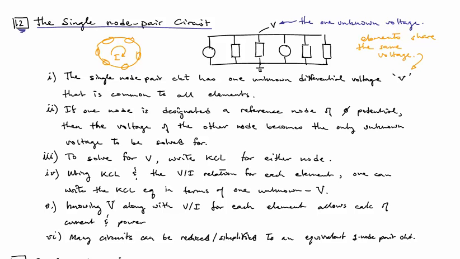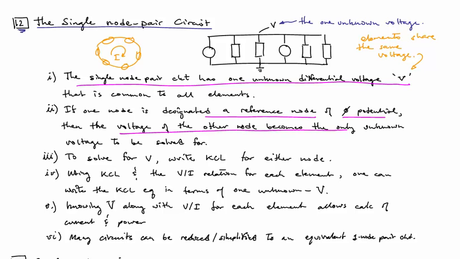So the single node pair circuit has one unknown, and that is the differential voltage, the voltage across the elements, the voltage that is common to all of them. So if one node is designated as a reference node, having zero potential, then the voltage of the other node becomes the only unknown voltage to be solved for.